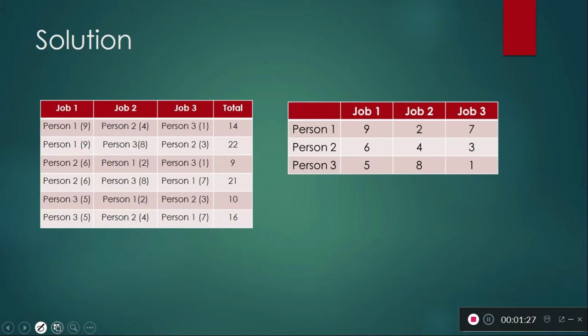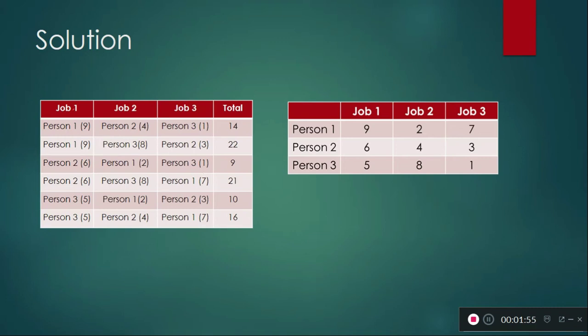First thing is we need to find all the permutations. We need to write down all the permutations of all these three people and assign them to these three jobs. The left hand table, if you check, shows all the combinations of these persons assigned to these three jobs. Now I'm going to write down the time taken by all these three people for doing these three jobs according to these combinations of persons that I have written.